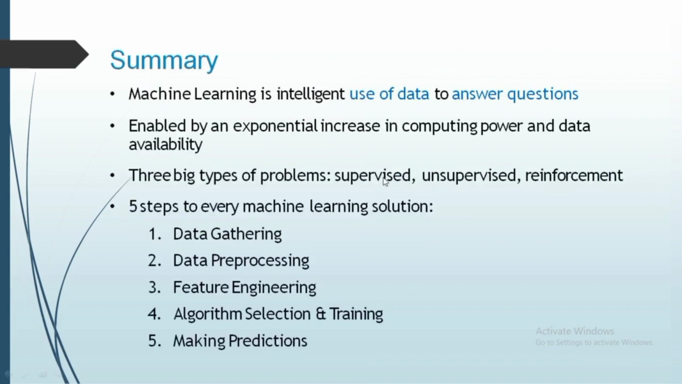So basically, we are using machine learning, as we saw in yesterday's video, to make use of the data to answer specific questions, and it is used by all the industries because of the increase in computing power and the increase in data availability. So basically there are 3 types of machine learning: supervised, unsupervised and reinforcement, and these are the processes involved in machine learning: data gathering, data pre-processing, feature engineering, algorithm selection and training, and making prediction.